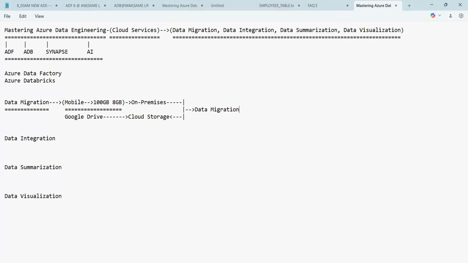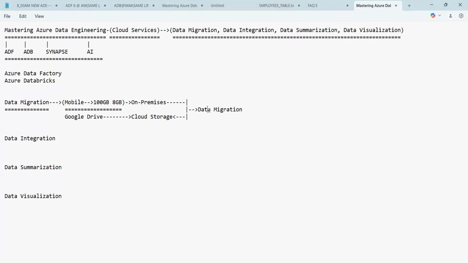On-premises to cloud is called as what? Data migration. Over here we say, guys, data migration is a process where we move the data from the on-premises environment to the cloud environment. On-premises environment to the cloud environment is called as what?